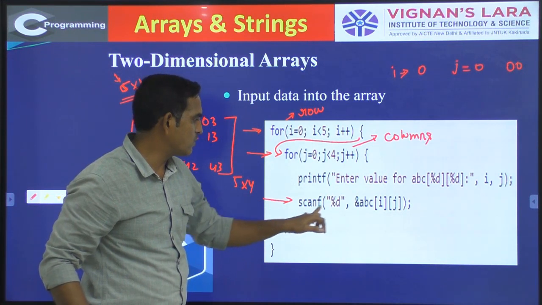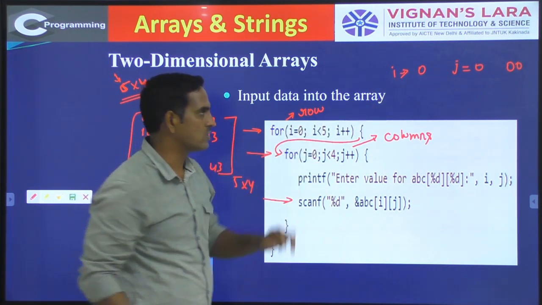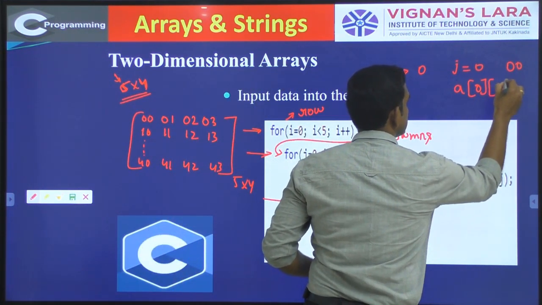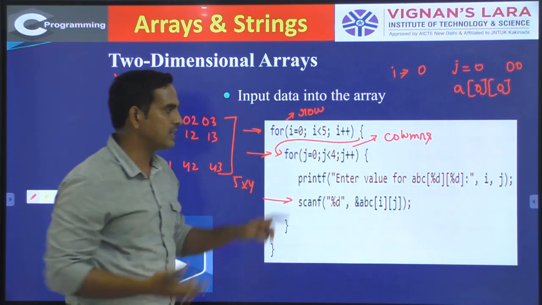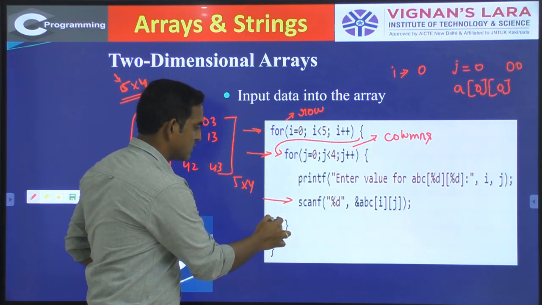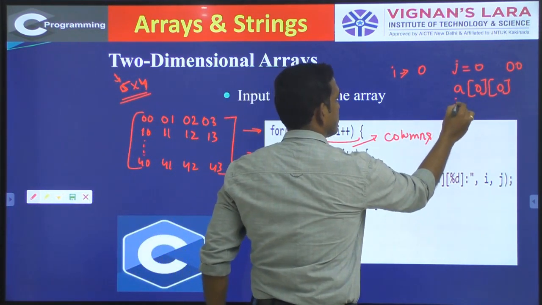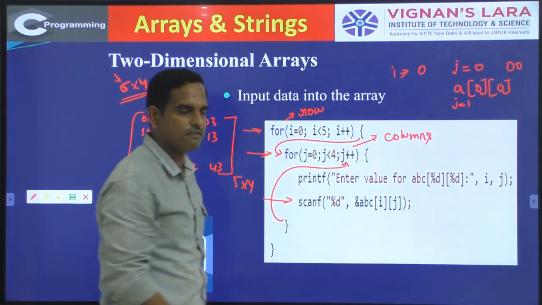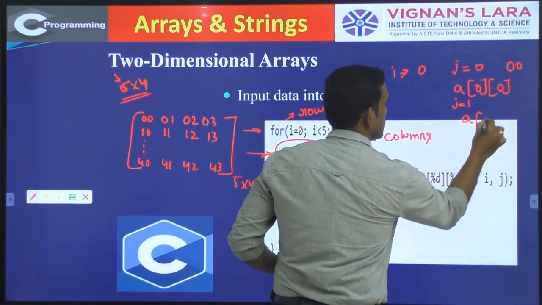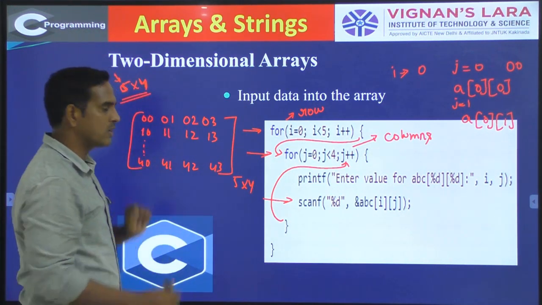That particular value will go into the address of a[i][j]. The ij value is 0,0, that is, it will go into the position of a[0][0]. So whatever you enter, it will go into the position of a[0][0]. Next, after completion of this loop, j will be incremented. j will become 1, and again this loop will repeat. Now the a[0][1] value will be taken for input.